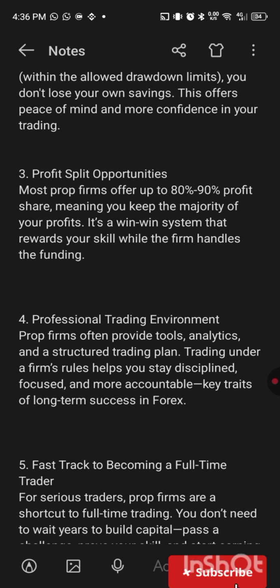And they also offer a professional trading environment. Most prop firms often provide tools, analytics, and a structured trading plan like the one I'm using, which I'm going to walk you through how to register for and how to get into the tools. They have the tools, analytics, and structured trading plan which you can use. So it has a way of long-term success in forex trading.